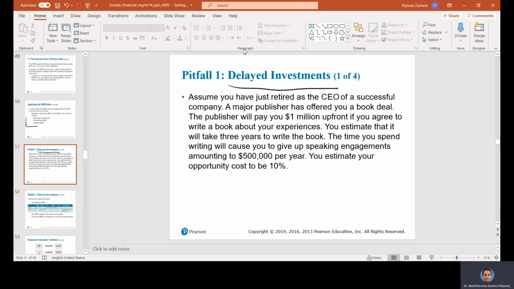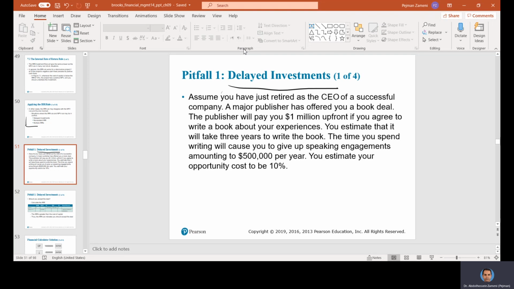Assume you have just retired as the CEO of a successful company. A major publisher has offered you a book deal. The publisher will pay you $1 million upfront if you agree to write a book about your experiences. You estimate that it will take 3 years to write the book. The time you spend writing will cause you to give up a speaking engagement amounting to $500,000 per year. You estimate your opportunity cost to be 10%.